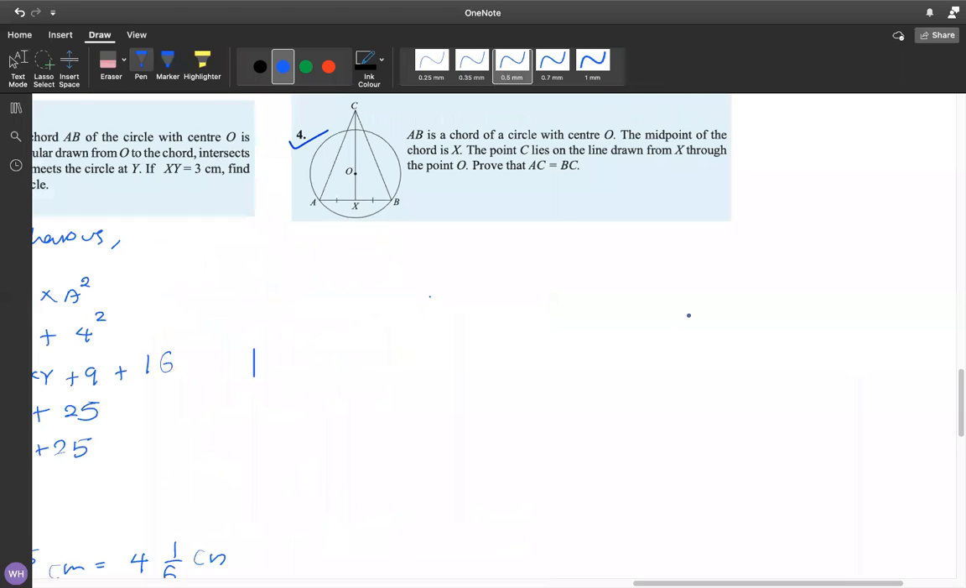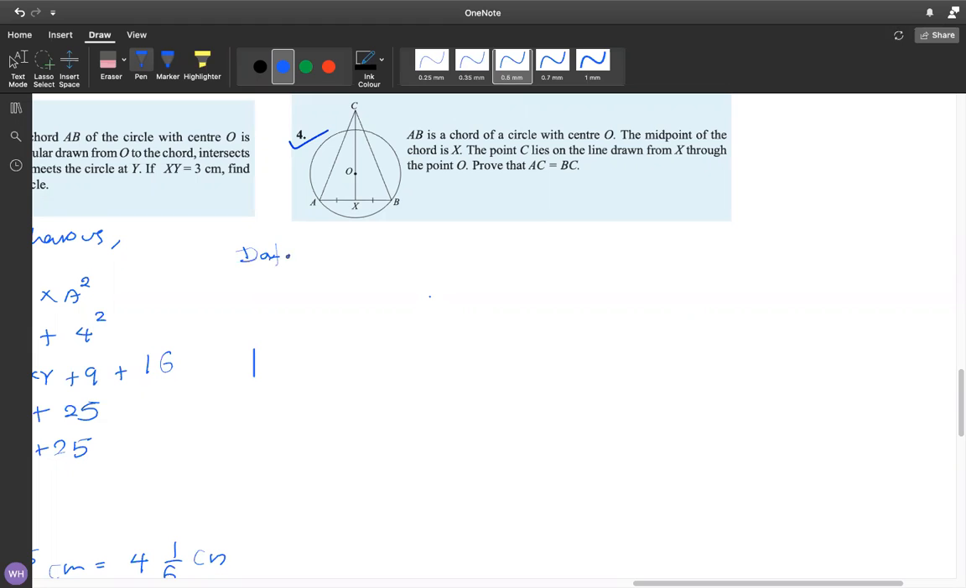Right. So you have a proof. Anybody who can suggest what we can do here? The midpoint is given as X. So you will have to go for congruency, right? Isn't it? Go for a congruency.